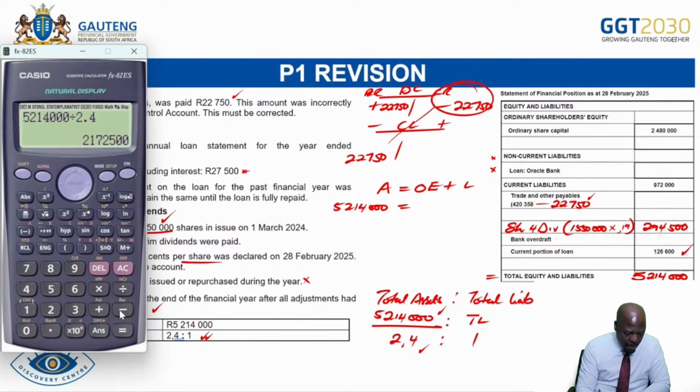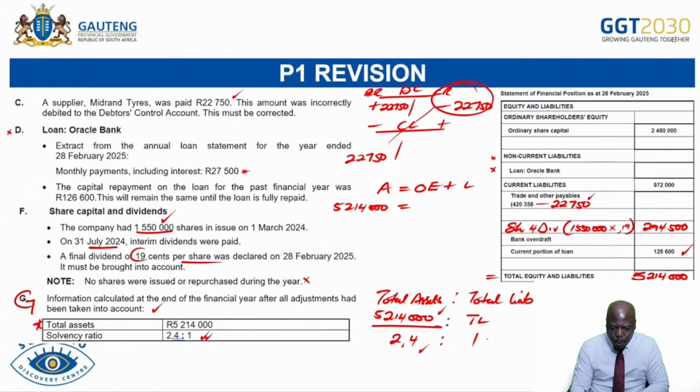And it gives you 2,175,000. So my total liabilities are 2,175,000. That simply means if I take my current liabilities and my non-current liabilities, I should get 2,175,000. You good? Their total must be 2,175,000.